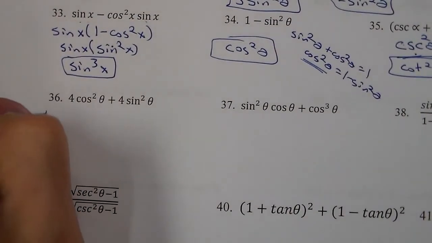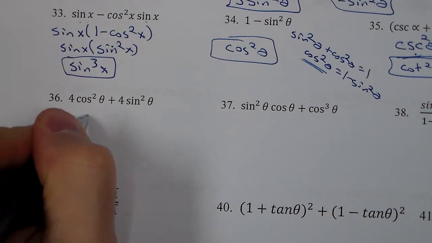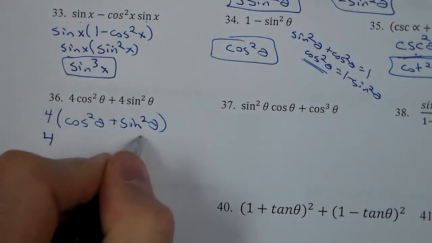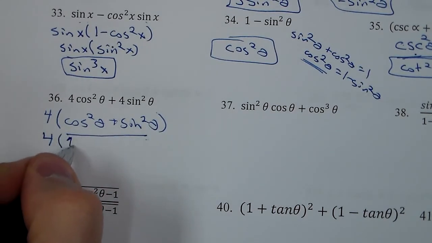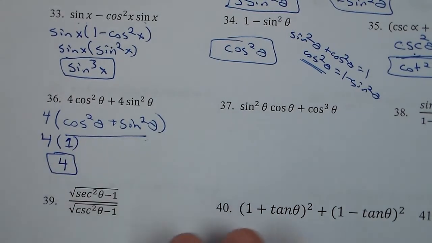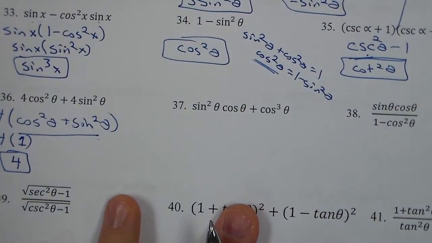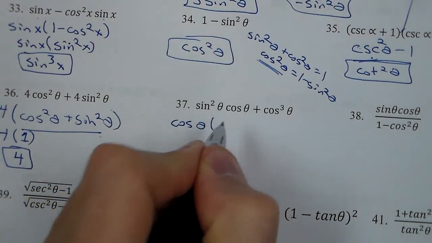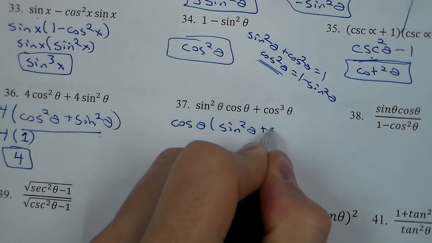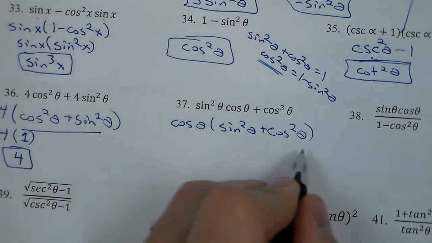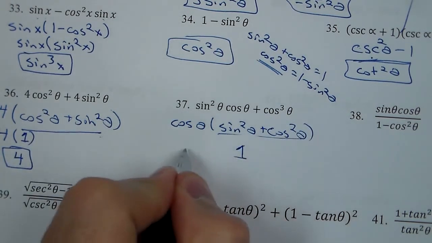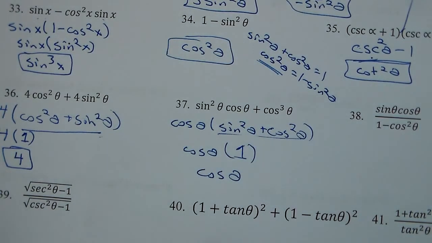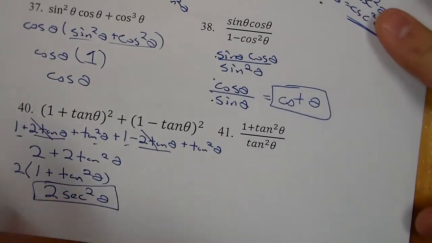Number 36, I'm going to factor out the 4s and get cosine squared theta plus sine squared theta. On the inside, this becomes a 1, so it's 4 times 1, the answer is then 4. For 37, I can factor a cosine out of both, and this leaves me with sine squared theta plus cosine squared theta, which looks pretty familiar because this turns out to be 1 times cosine theta, which is just cosine theta.